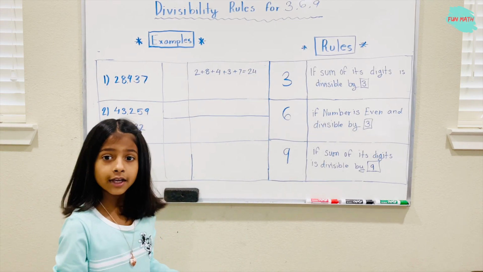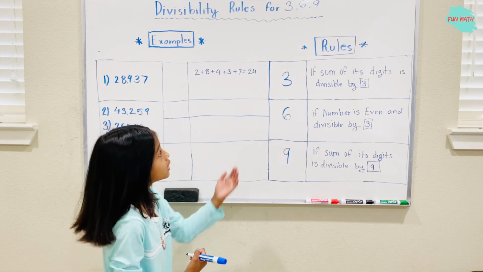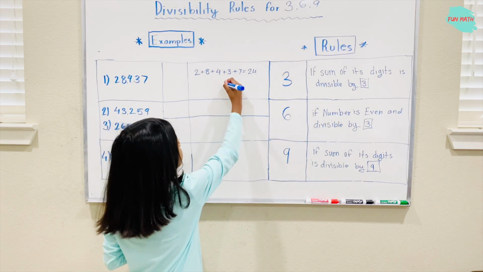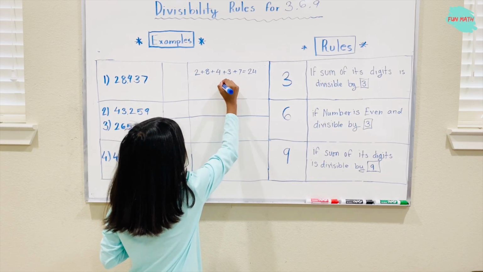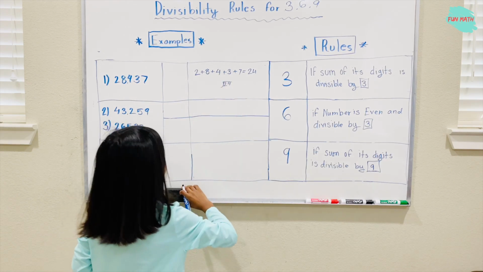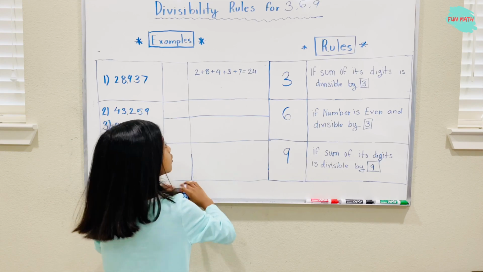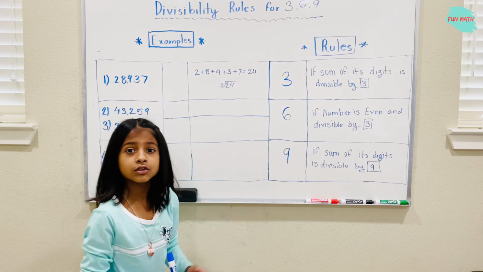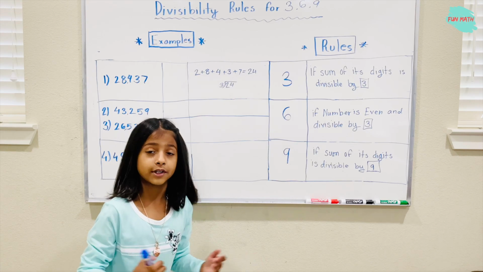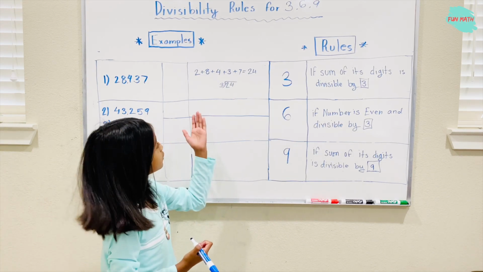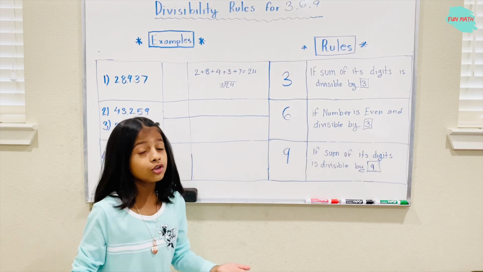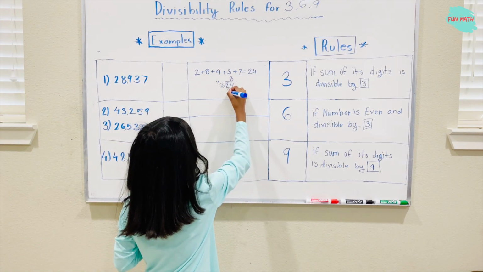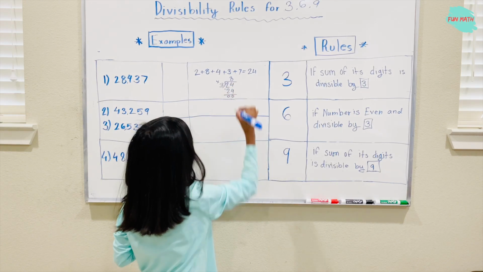Now you have to divide 24 by 3, because if the sum of its digits is divisible by 3, that's what we have to check. So let's divide 24 by 3. How many 3s can fit into 2? 0. Now we will combine 2 and 4 together, which will give us 24. How many 3s can fit in 24? If you remember the multiplication table, you could tell. It's 8. If you multiply 8 by 3, you will get 24. Subtract 24 by 24, you get 0. We got the remainder as 0.